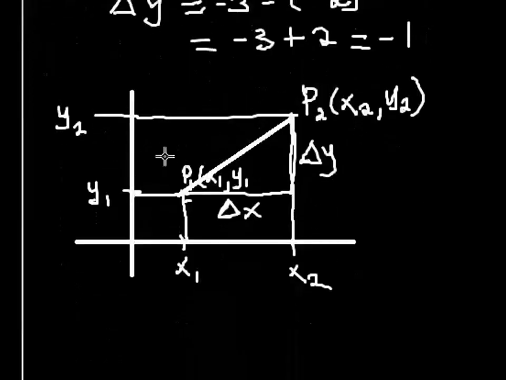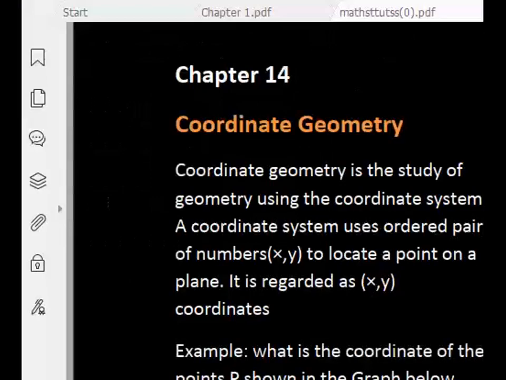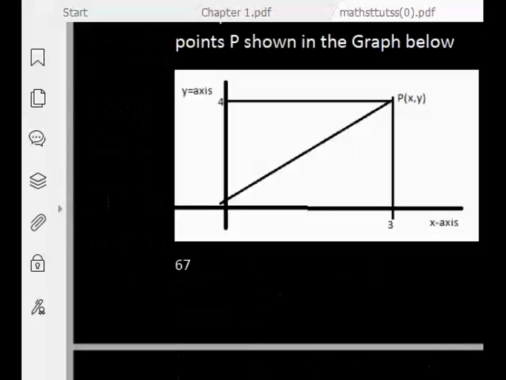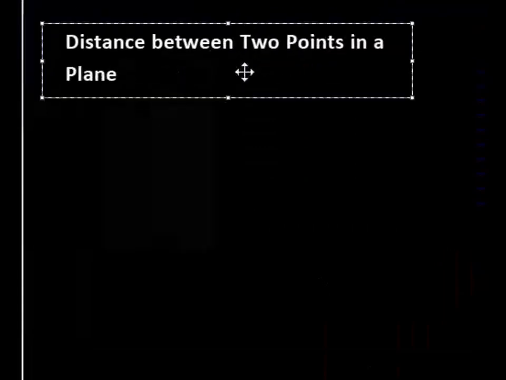Of course, this will actually make sense as we look at the next subtopic. So what is the next subtopic? Let's go there. All right, the next subtopic, we are going to be looking at distance between 2 points. Now we know that we have 2 points. So we look at how we can determine the distance between those 2 points, and that's what we are going to be looking at now. Distance between 2 points in a plane.